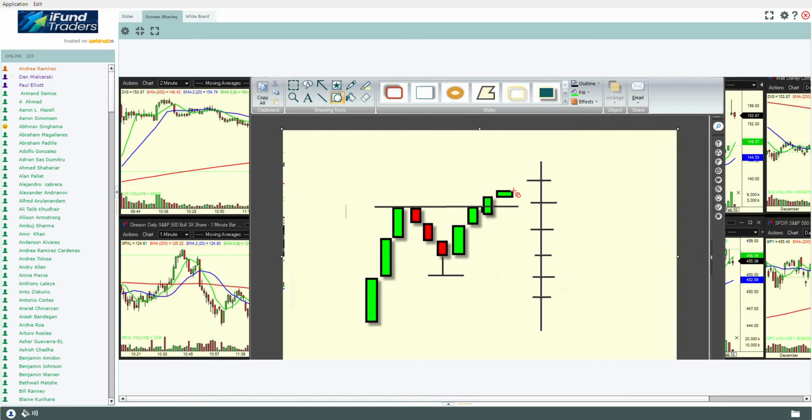So I close the pivot, boom, break. Now it could fail, right? You could break, come back, leave behind a wick, and then go into a red bar right here.